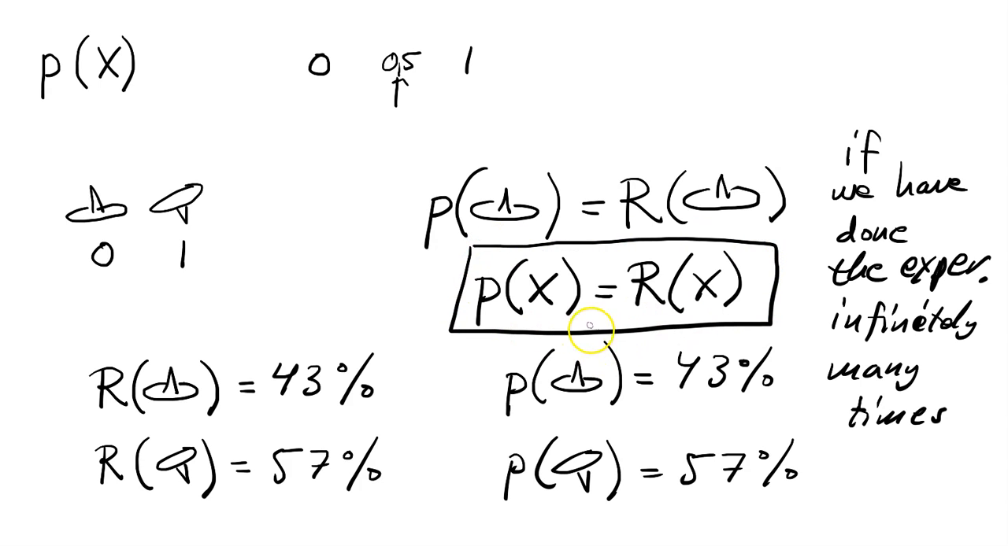So if you want to test or check the probability of an event, we have to repeat the event a lot of times, infinitely many times. And then the relative frequency will be the same as the probability. And relative frequency is always a number between 0 and 100%, or between 0 and 1, and therefore also the probability will be that.